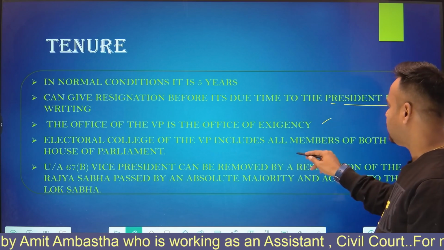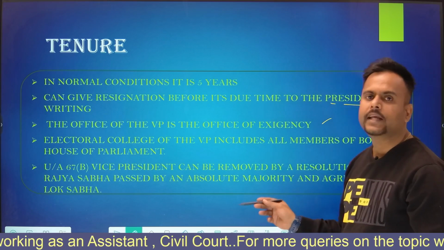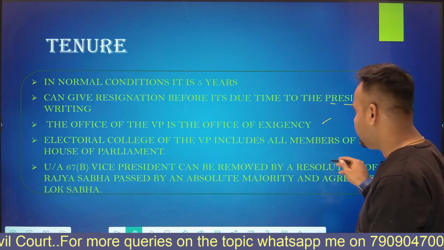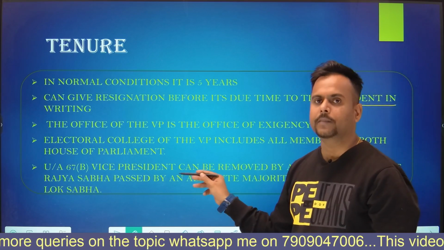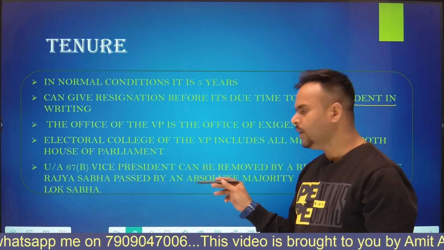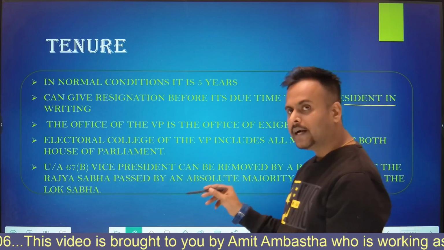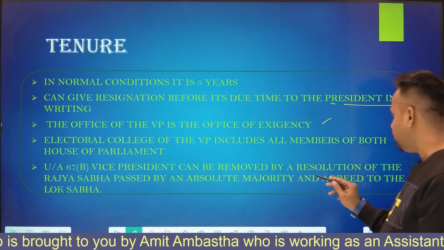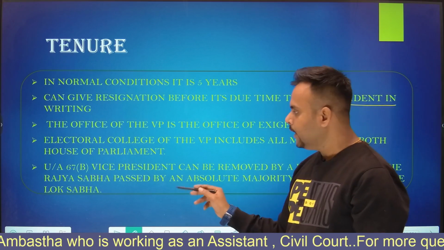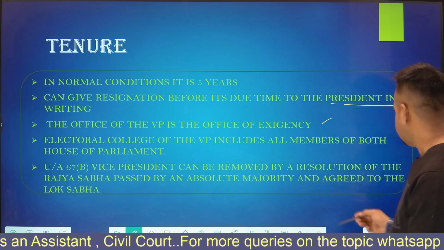The Electoral College of the Vice President includes all members of both the houses of the Parliament. Okay, you must have seen in the President the Electoral College, who constituted it. Similarly, there is the Electoral College of the Vice President, which includes all the members of the houses of the Parliament. Here the state legislature, that means the MLAs and the state legislative council, have nothing to do with it. Okay. Now, there is one provision mentioned in our constitution that under Article 67B, the Vice President can be removed by a resolution of the Rajya Sabha passed by an absolute majority and agreed to by the Lok Sabha. So, if a question comes that under which article the Vice President can be removed, then your answer will be 67B. Okay. Come to the next slide.